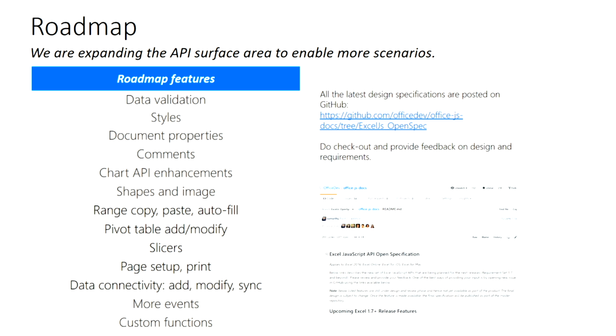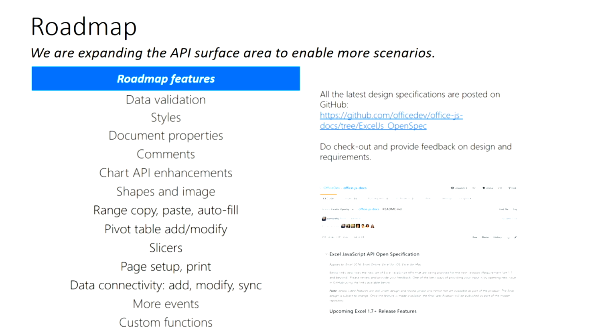And here's a view into what's coming. We have things like data validation, more charts and more events, and UDFs or custom functions, more data-intensive operations such as giving pivot table access, slicers, and establishing data connectivity. These are the things that we're working on right now. They're either in early design or development stage.